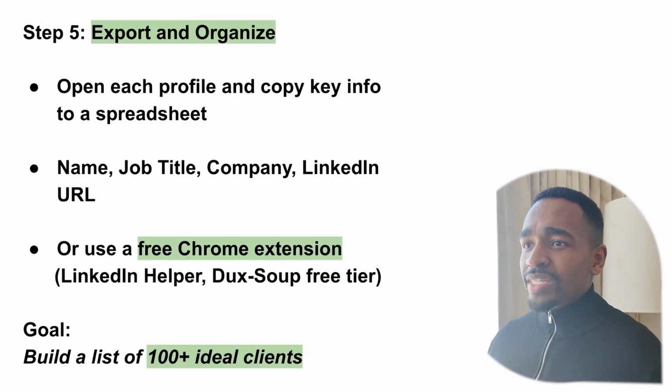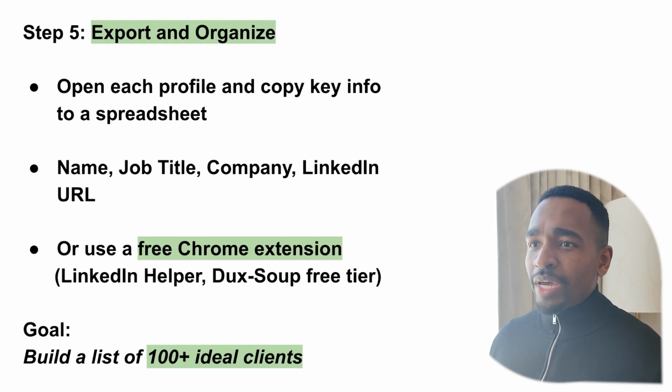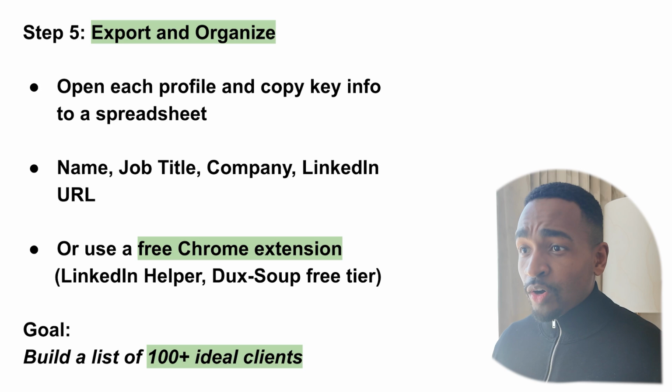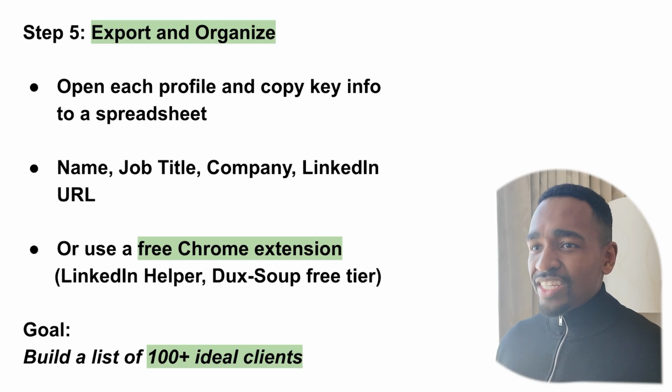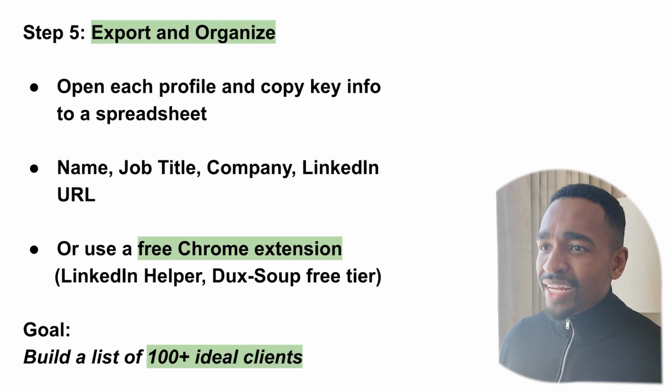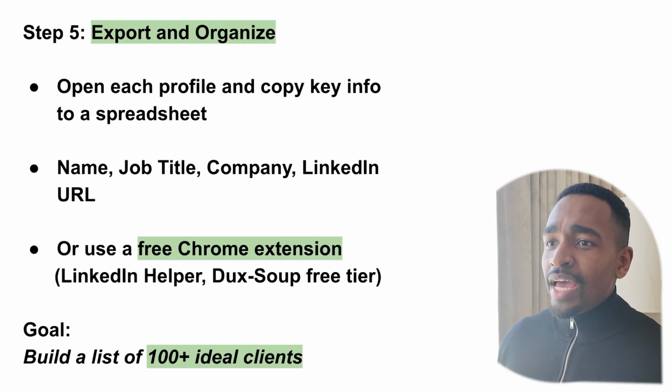Now, the fifth step here is then to export and organize. So as you find ideal clients, you need to actually save them somewhere. So the first option is to manually copy their information to a spreadsheet. So name, job title, company, and LinkedIn URL. The second option is to use a free Chrome extension like LinkedIn Helper or DuckSoup's free tier, and these tools can help you to export profile data. Your goal is to build a list of 100 plus ideal clients, and this list then becomes your outreach target.